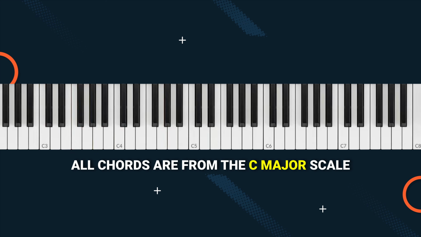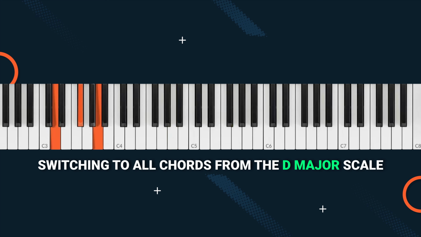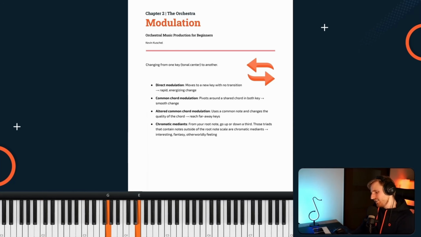Or we can change the scale or the key of the track completely. That's called modulation. For example, if we move from C major to D major, suddenly everything sounds energized and fresh. Pop music does this a lot. I also do this a lot, and there are different ways to modulate. John Williams, for example, likes to do this crazy chromatic median stuff. Check out the Orchestral Music Production for Beginners course if you're interested in learning more details here.